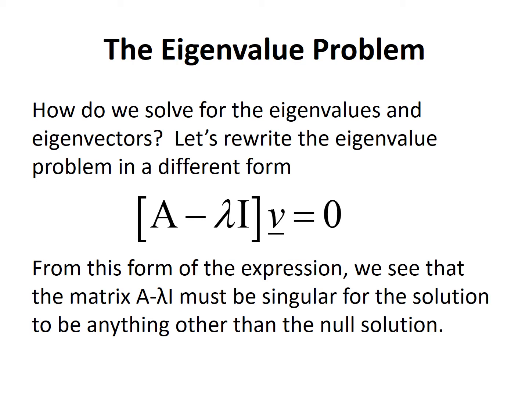This form of the eigenvalue problem states that the product of A minus lambda I and V must be equal to the zero vector. Let's perform a thought experiment. Assume for a moment that the matrix inverse of A minus lambda I exists. If A minus lambda I inverse exists, we can pre-multiply both sides of the expression by the matrix inverse, and the solution of the expression is the null vector, V equals 0. Now this solution is not very interesting.